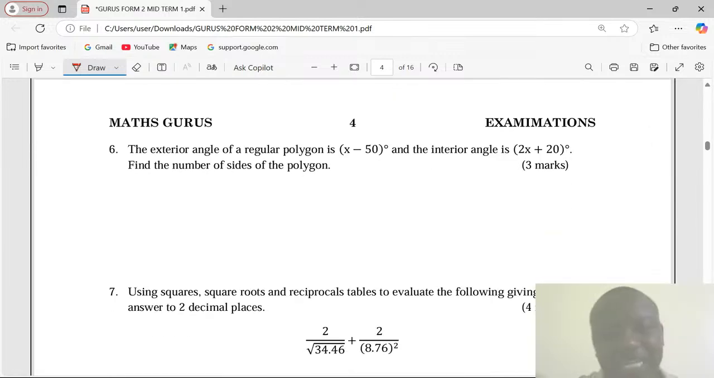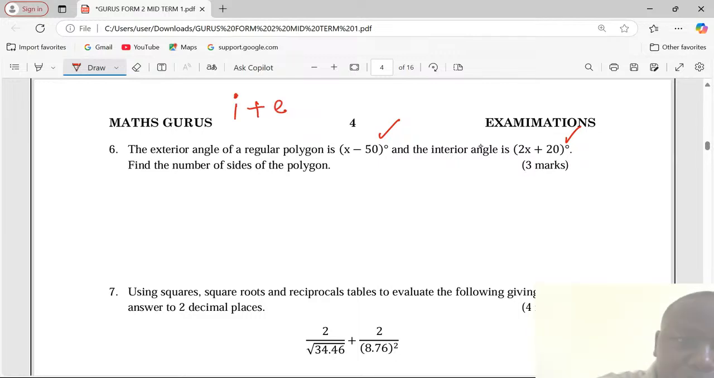Look at number 6. A very good question on angles and polygons. The exterior angle of a regular polygon is x minus 50 degrees, and the interior angle is 2x plus 20 degrees. Find the number of sides of the polygon. There are some facts about polygons, the number of sides, interior angles, exterior angles, sum of interior angles, sum of exterior angles, that we are supposed to put on board for us to be able to handle a few questions like these ones. We are supposed to know that whenever we take an interior angle plus its corresponding exterior, we're supposed to get exactly 180.